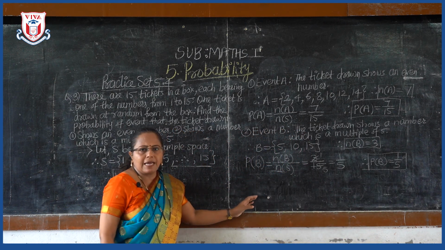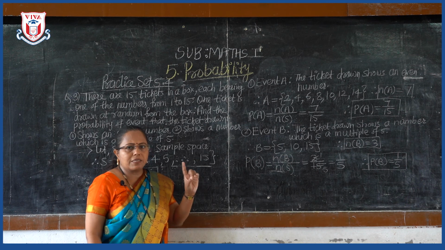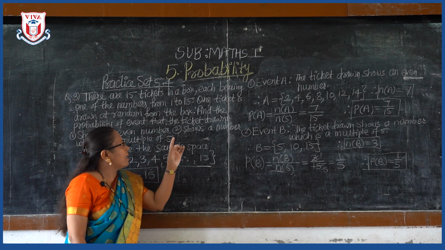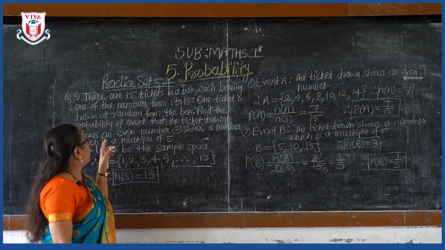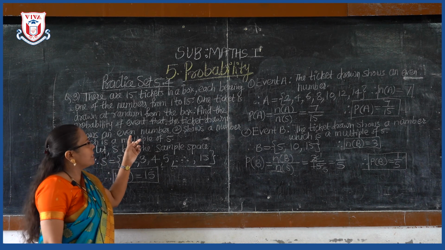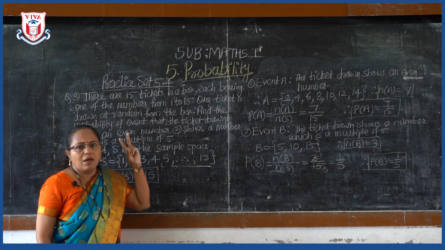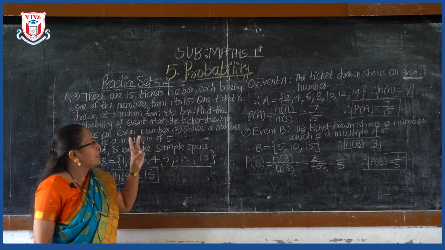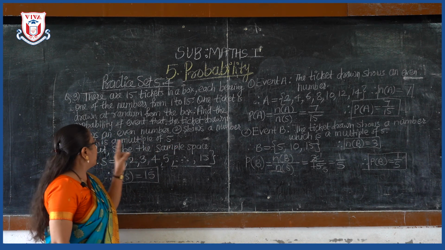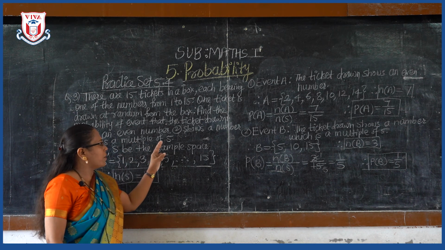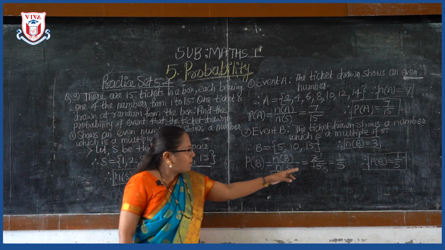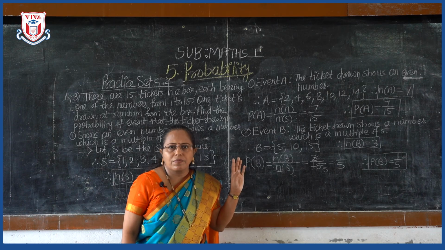And then we have to write the answer in statement. First answer is probability of the ticket drawn shows an even number is 7 upon 15. And second answer, probability of ticket drawn shows a number which is a multiple of 5 is 1 upon 5. Followed?